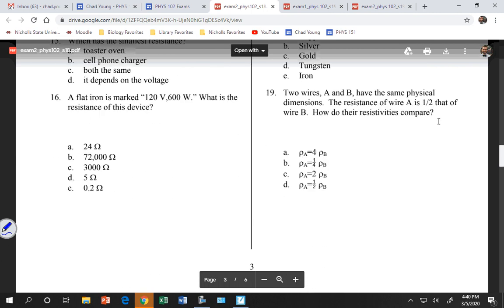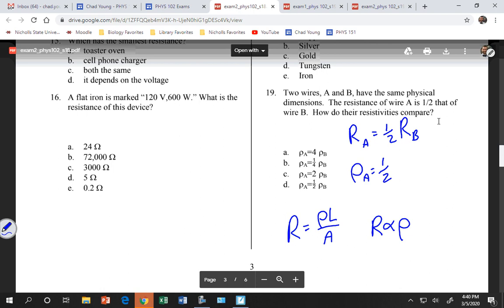Oh, number 19. We did one like this, and students often get messed up on these. The resistance of wire A is half that of wire B. How do the resistivities compare? Oh, this one's not that bad. The resistance of wire A is equal to half, not the resistivity, the resistance, half of wire B. So I write down my equation, rho L over A, and I see that resistance is proportional to resistivity. It's a linear relationship and it's a direct relationship. So if R_A is equal to half of R_B, then rho A is equal to half of rho B. Whatever I do to one side, I have to do to the other side. So D would be the right answer. Be prepared for those. I'll certainly ask you a question about if I change this variable, what happens to these other variables?